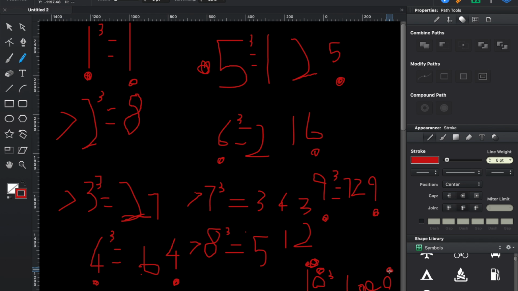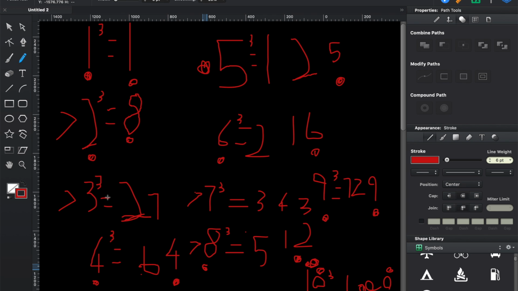But with these other ones, you can say that 2 is 8, and 8 is 2, see? So 2 cubed is 8, and 8 cubed is 512, which ends in 2. And of course, 3 and 7 are the same thing.